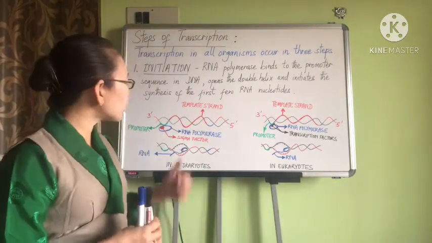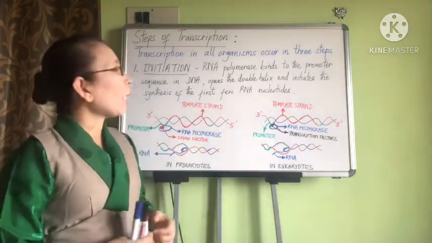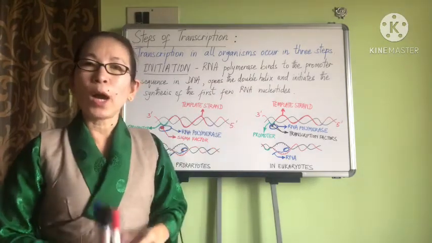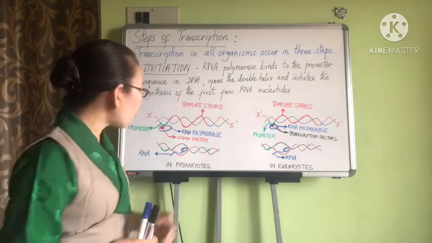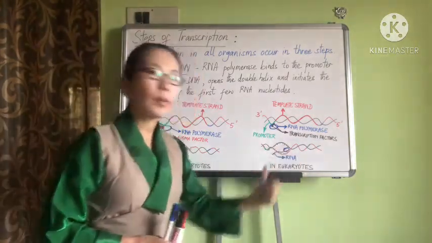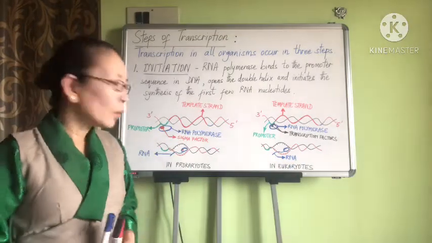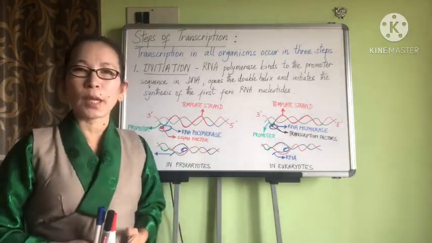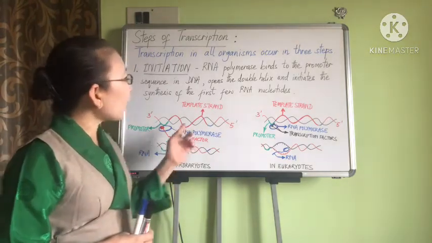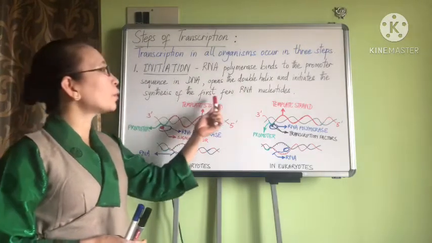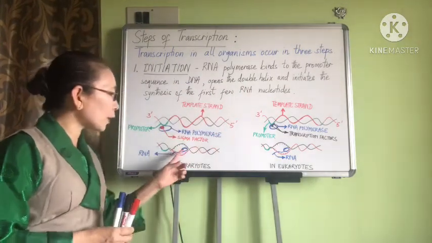After binding to the promoter sequence, RNA polymerase opens, or unwinds, the double helix and forms a structure called the transcription bubble. In a transcription bubble, about 10 to 20 exposed bases are present at a time. RNA polymerase then initiates the synthesis of the first few RNA nucleotides.